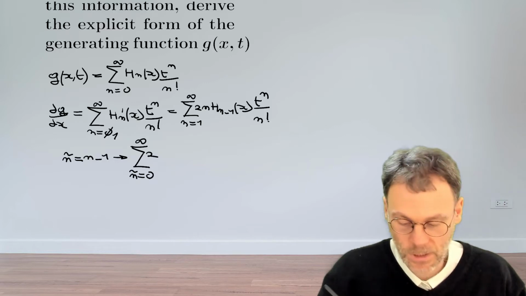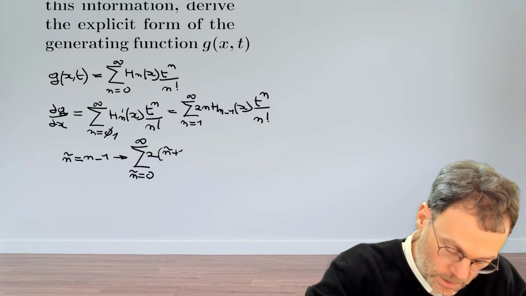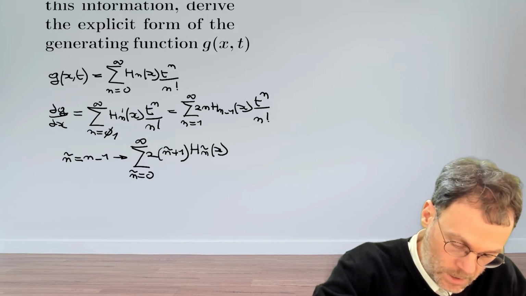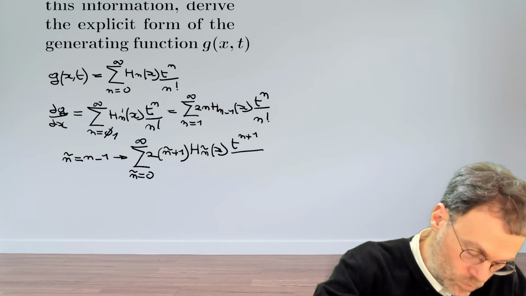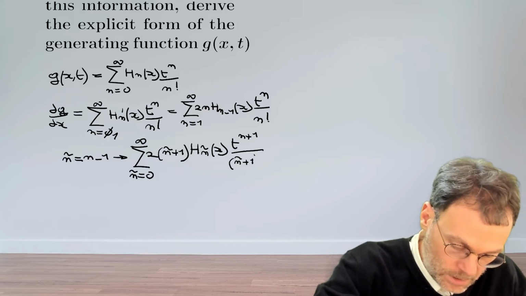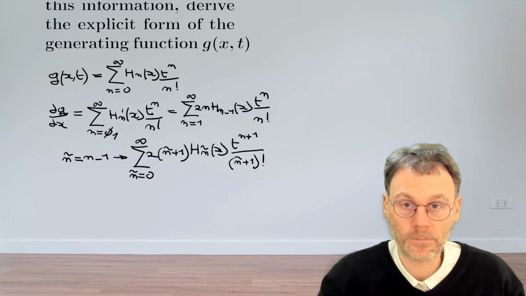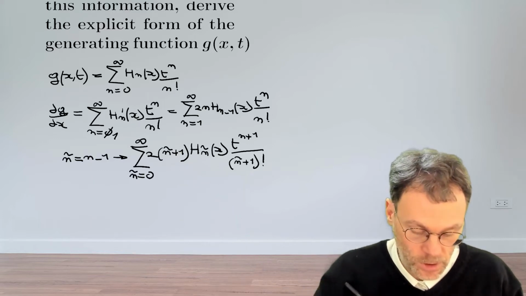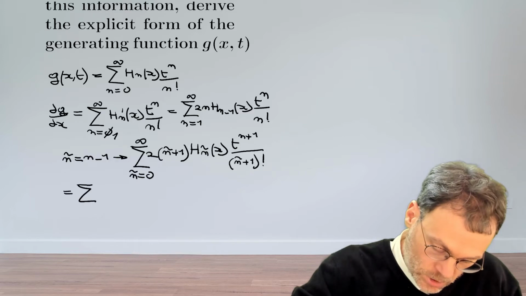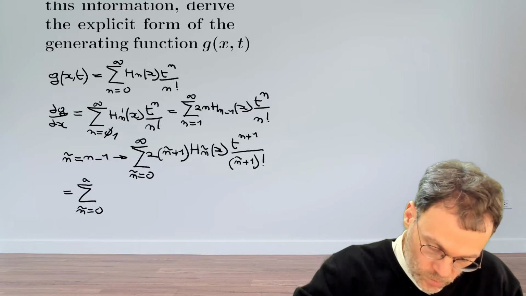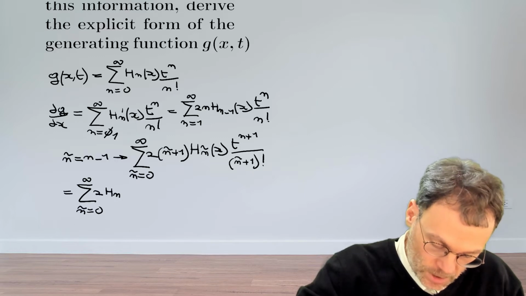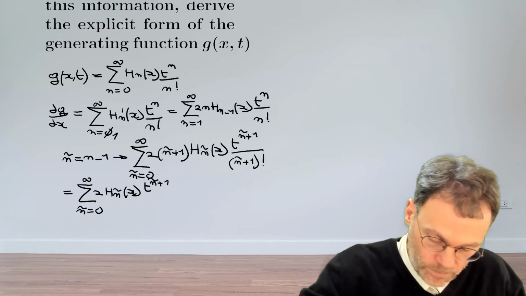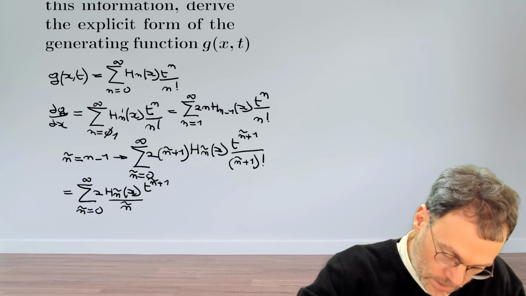And then we have 2 times n. n is going to be n tilde plus 1. And then H of n tilde of x, t to the power n tilde plus 1, divided by n tilde plus 1 factorial. The good news here is that we have some cancellation going on. So we can write this as a sum, n tilde going from 0 to infinity, of 2 H_n tilde(x) t to the power of n tilde plus 1, divided by n tilde factorial.